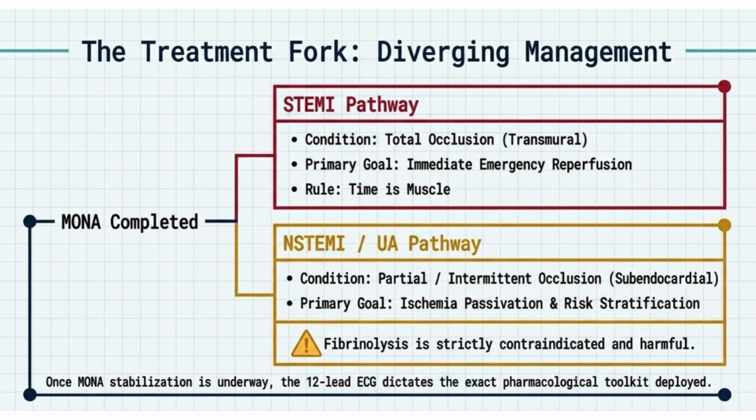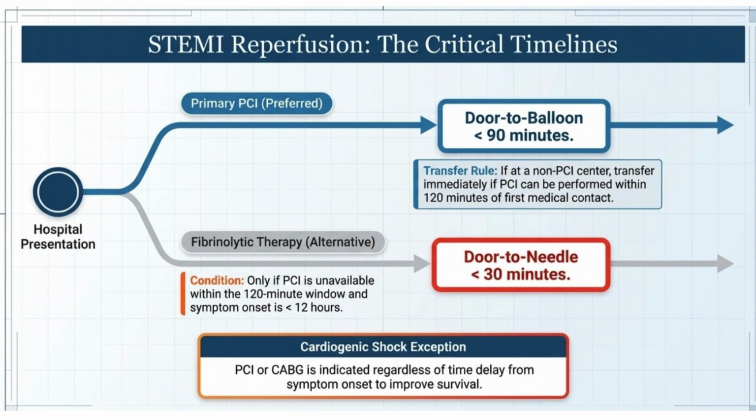In a STEMI, the coronary artery is completely occluded by a thrombus. Downstream myocardium is dying by the minute. Therefore, the absolute primary goal is immediate mechanical or chemical reperfusion. The gold standard treatment is primary percutaneous coronary intervention, or PCI.